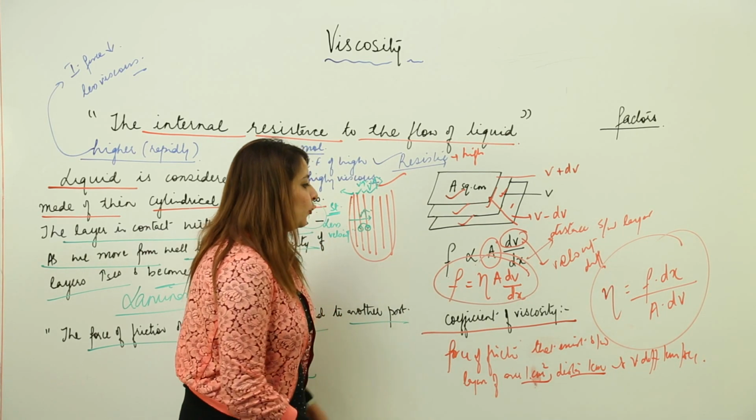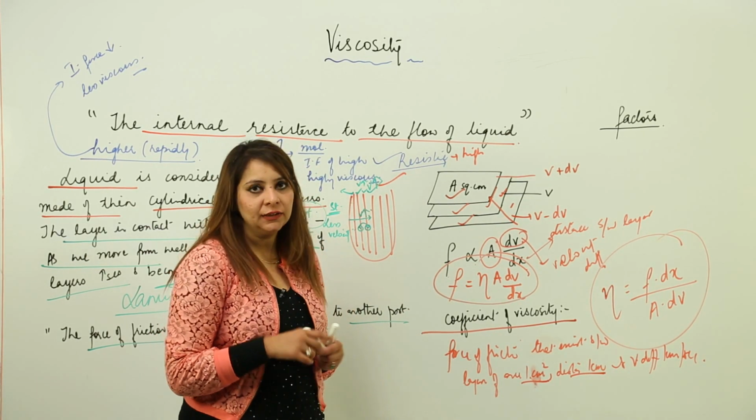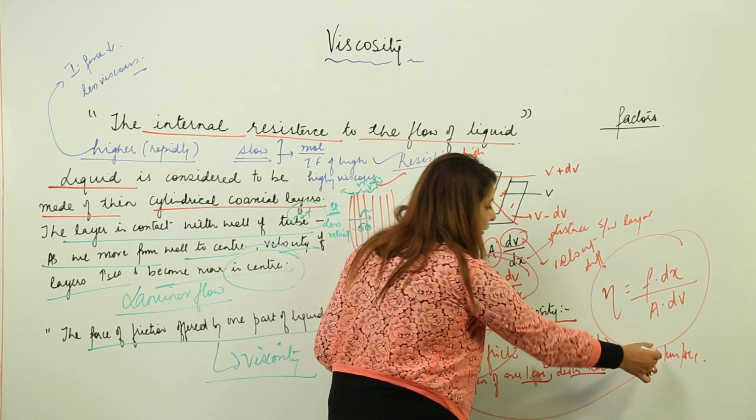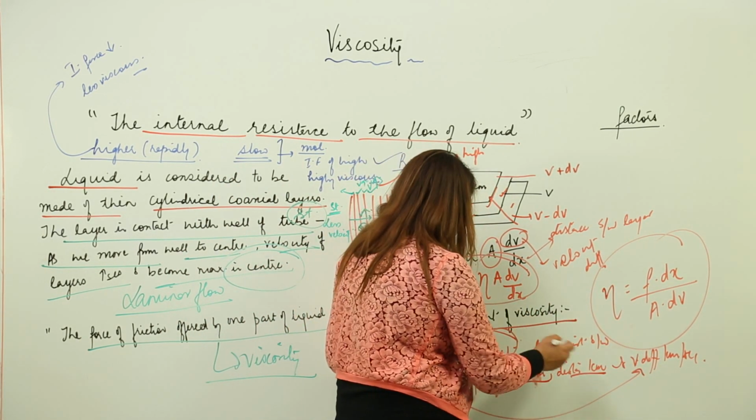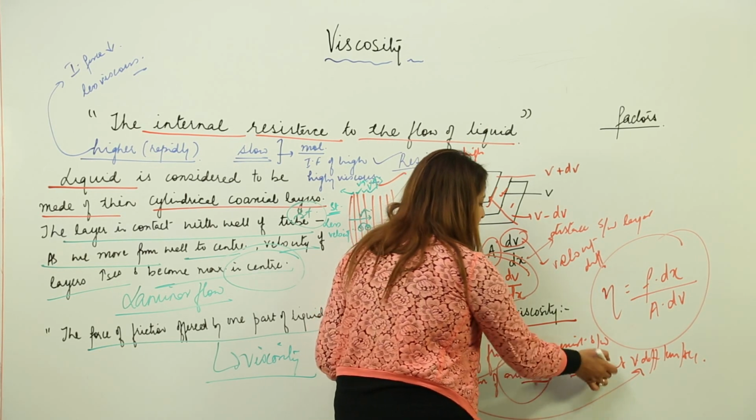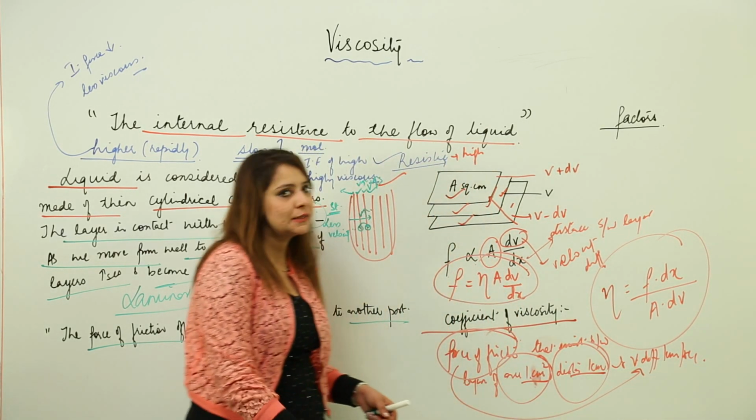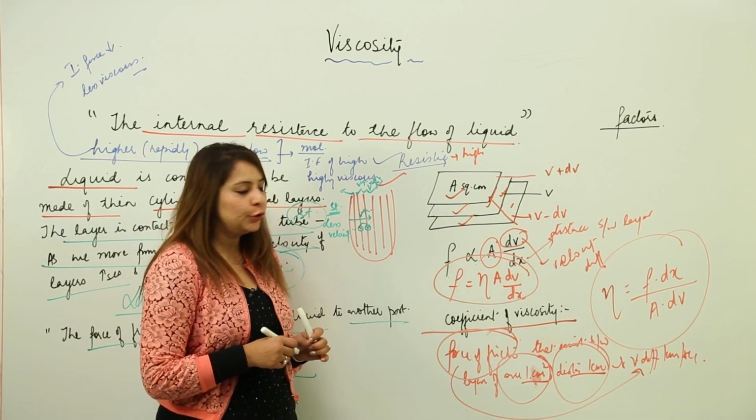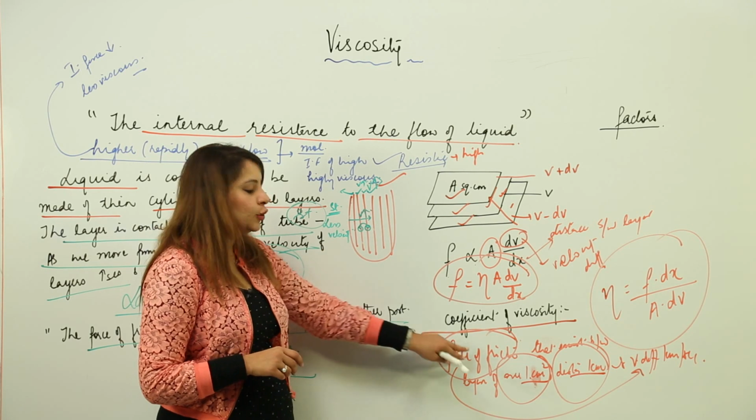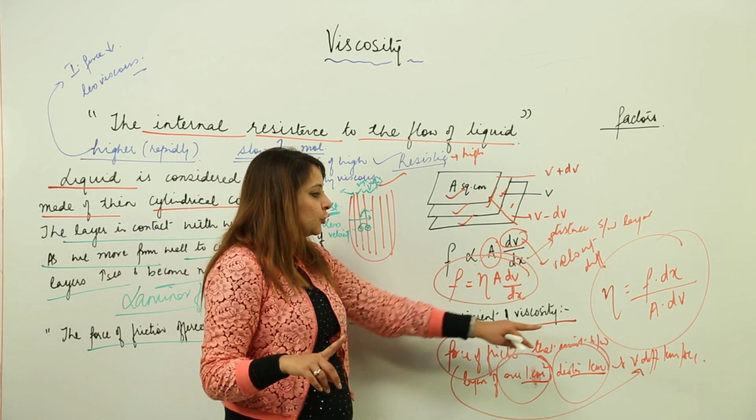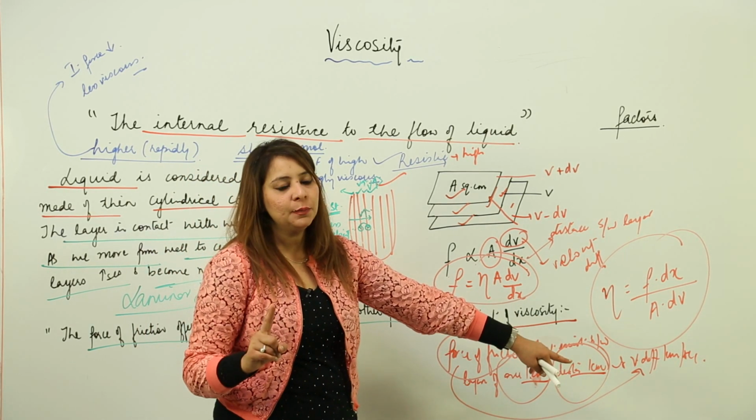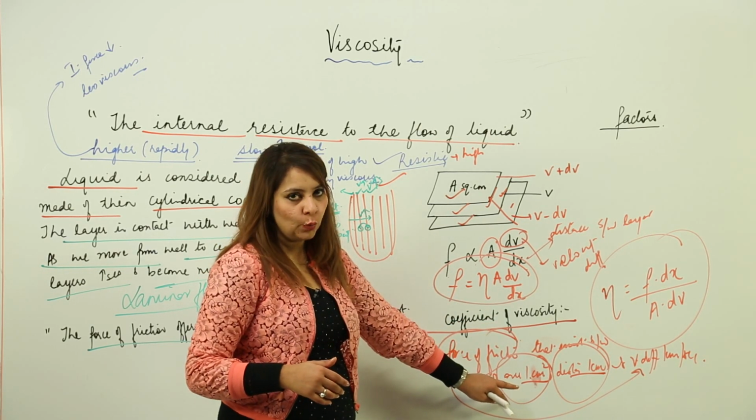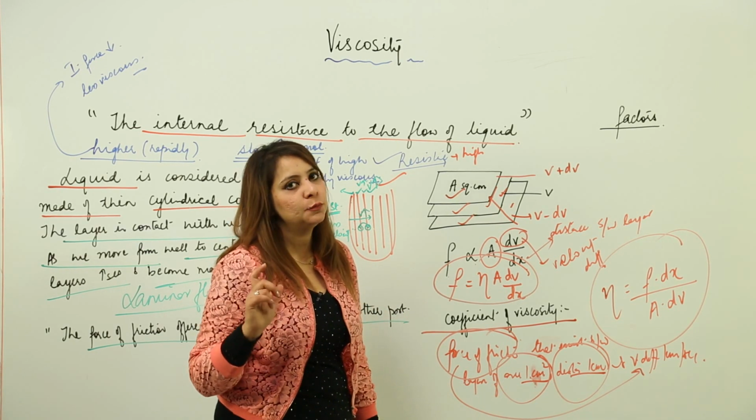Or you can say the force of friction which is required to maintain a velocity difference of 1 centimeter per second between the layers of area 1 centimeter square separated by a distance of 1 centimeter. So this is how you are going to define the coefficient of viscosity. It is the force of friction required to maintain a velocity difference of 1 centimeter per second between the coaxial layers of area 1 centimeter square separated by a distance of 1 centimeter.